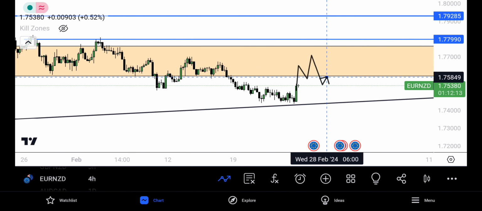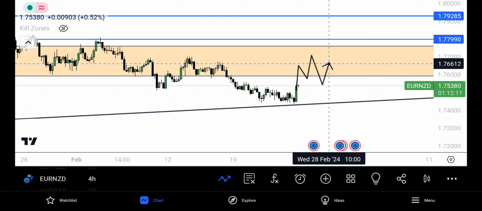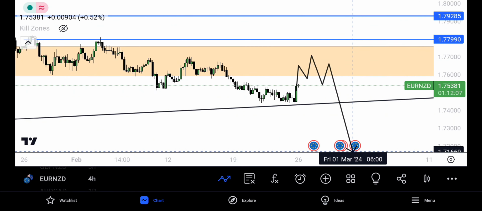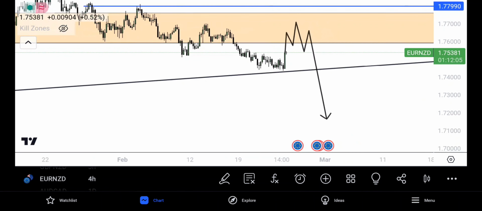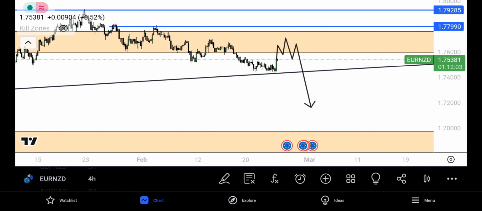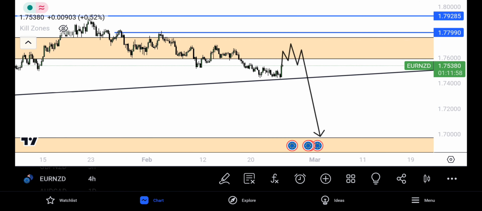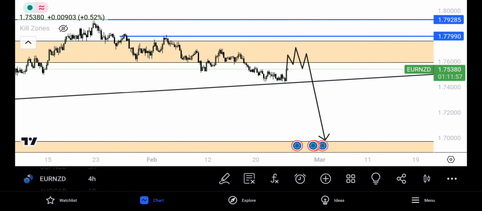Break the neckline. The moment price comes to create the right shoulder, we'll wait for the green lights, and then we'll shoot our trade to the downside, right, and make money. So that is that on EURNZD. It's still cooking, and just keep your eyes on it, watch out for it, and you're good to go.